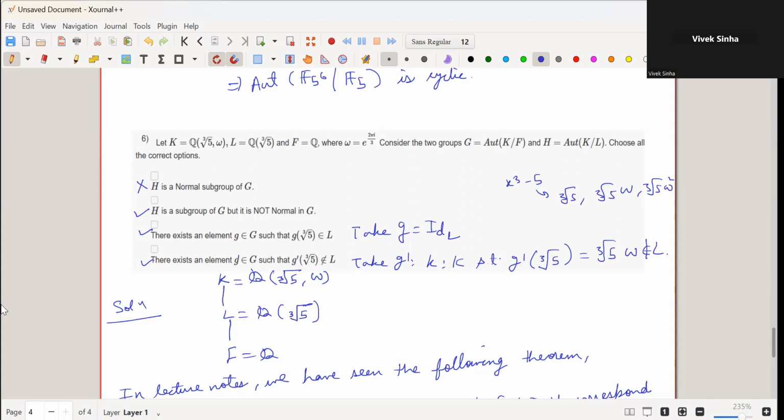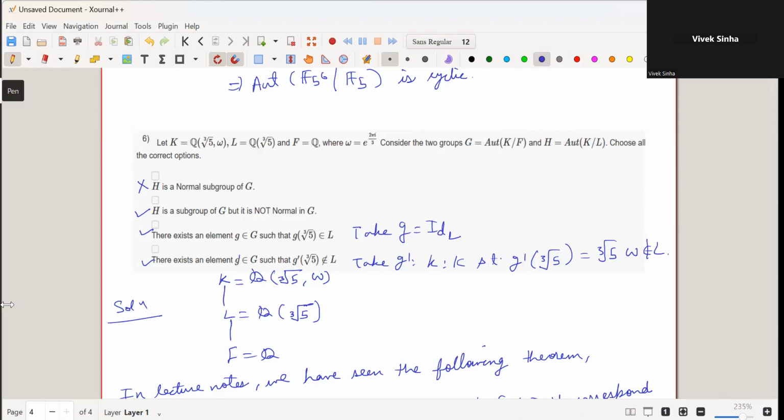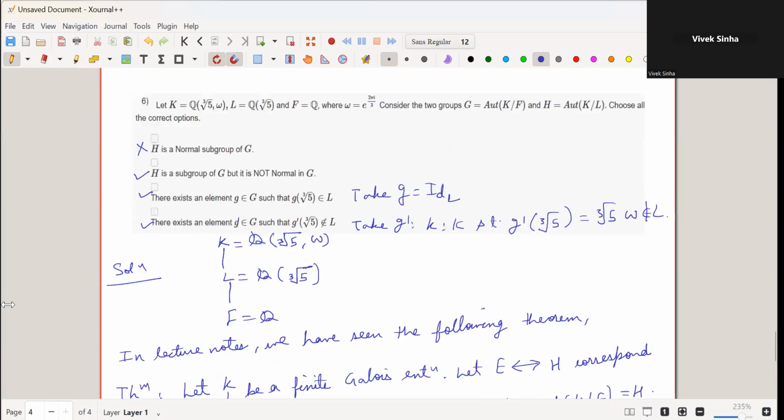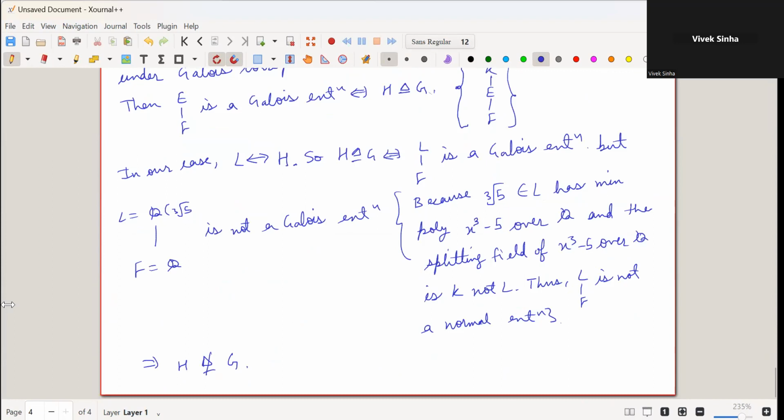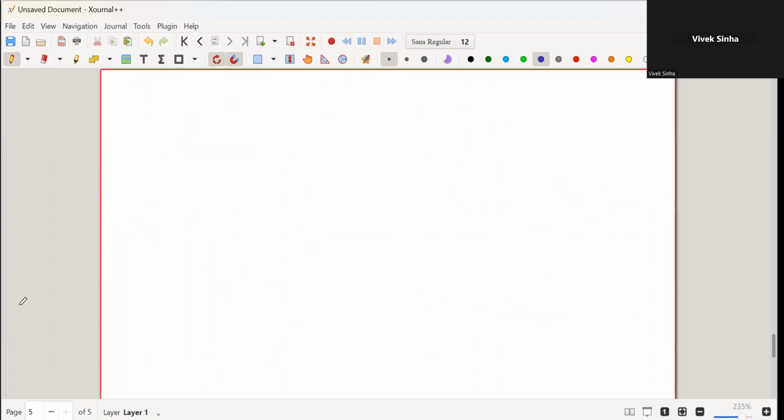So that will do the job, right? So we have mapped it outside L, and why are we able to do so? Because it is not the splitting field. If it would have been the splitting field, then it would have contained all the roots, so whatever root you map it to, it would be inside the field itself. So it's not the splitting field, not a normal extension. That's why we can map it to the root that is outside the field, and that will do our job. Okay, so I hope that's clear. And we can move to the next question.